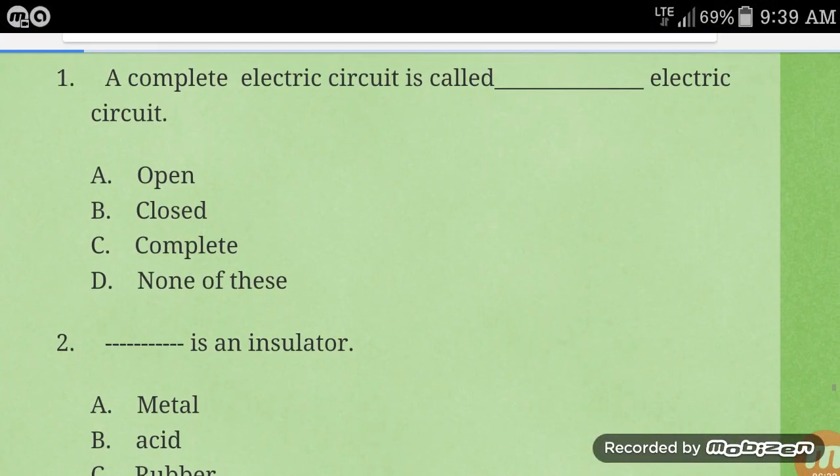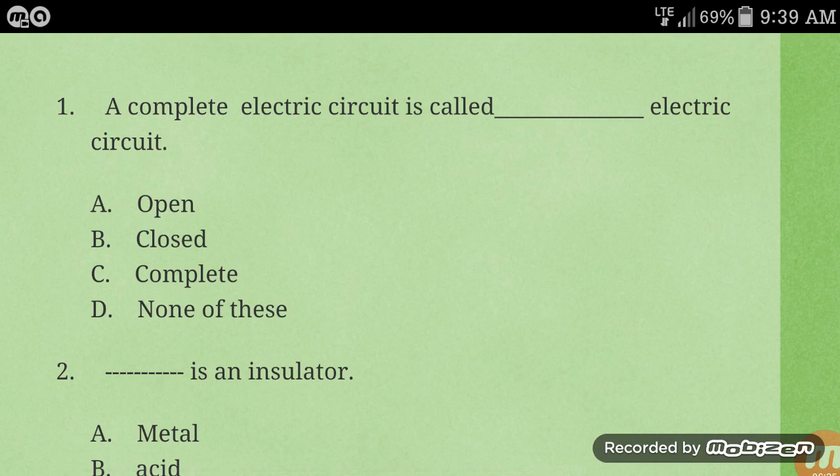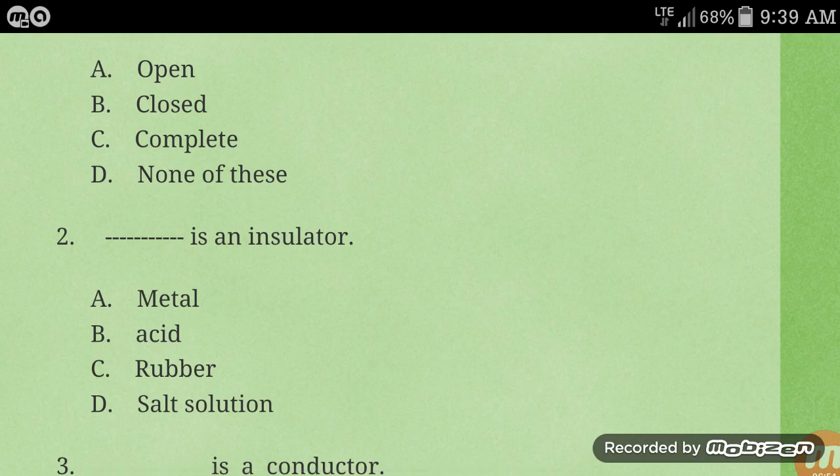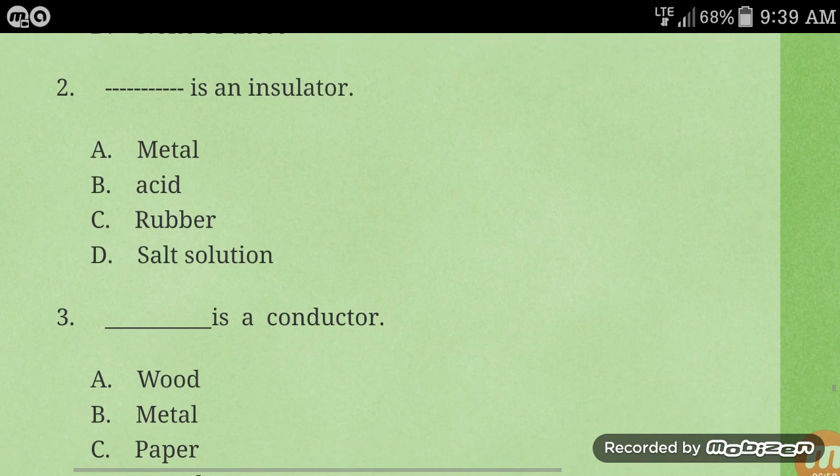Okay, here we go. A complete circuit is called a blank electric circuit. When I say complete circuit, that is a closed circuit. Why is this closed, do you think? Because when it's closed, the switch is connected or on. So it's a closed circuit, that's a complete circuit. Blank is an insulator: metal, acid, rubber, or salt solution. It is rubber, because it does not conduct electricity.